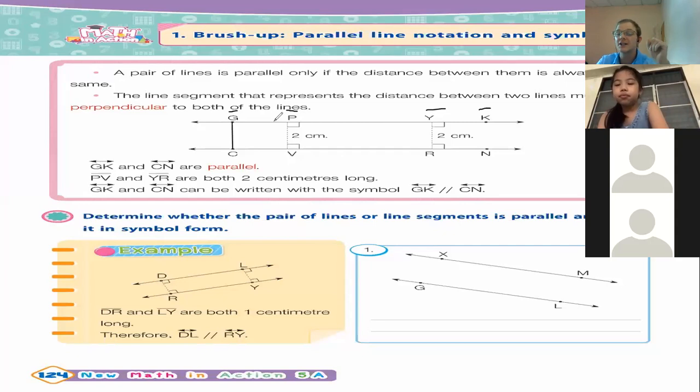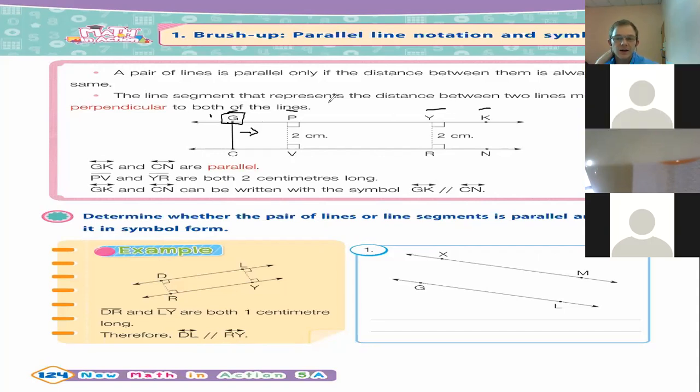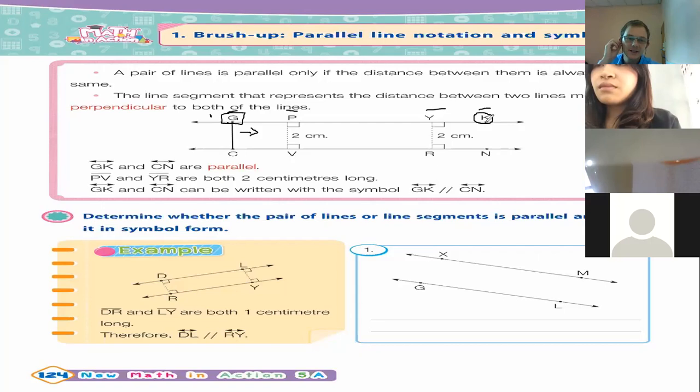So we always start with the first letter. What is the first letter of the top line? Who can tell me? Come on, what is this letter? G. G is our first one. We put a 1 there. And what is the last one? If we move this way, what is the last letter on top? What is this letter here? K. It's a K. Very good.